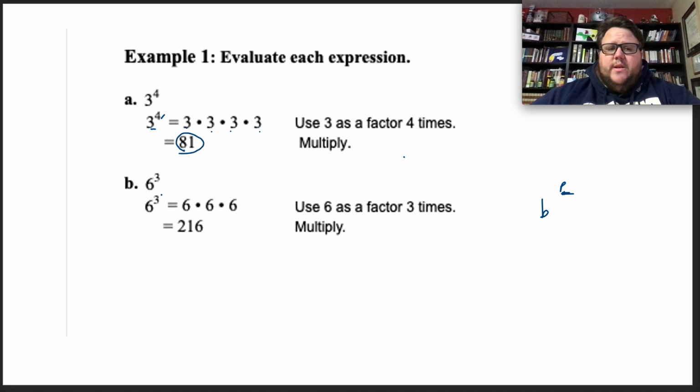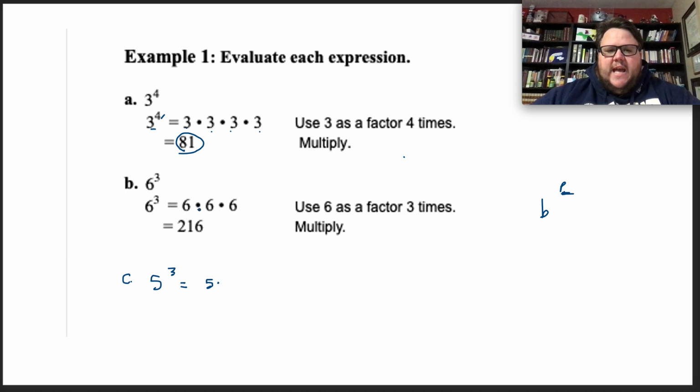So that's what we're doing. 6 to the 3rd power means 6 times 6 times 6. 6 times 6 is 36. 36 times 6 is 216. So if I were to put a third one on there, let's say 5 to the 3rd power. My base is 5, so I'm going to say 5 times.